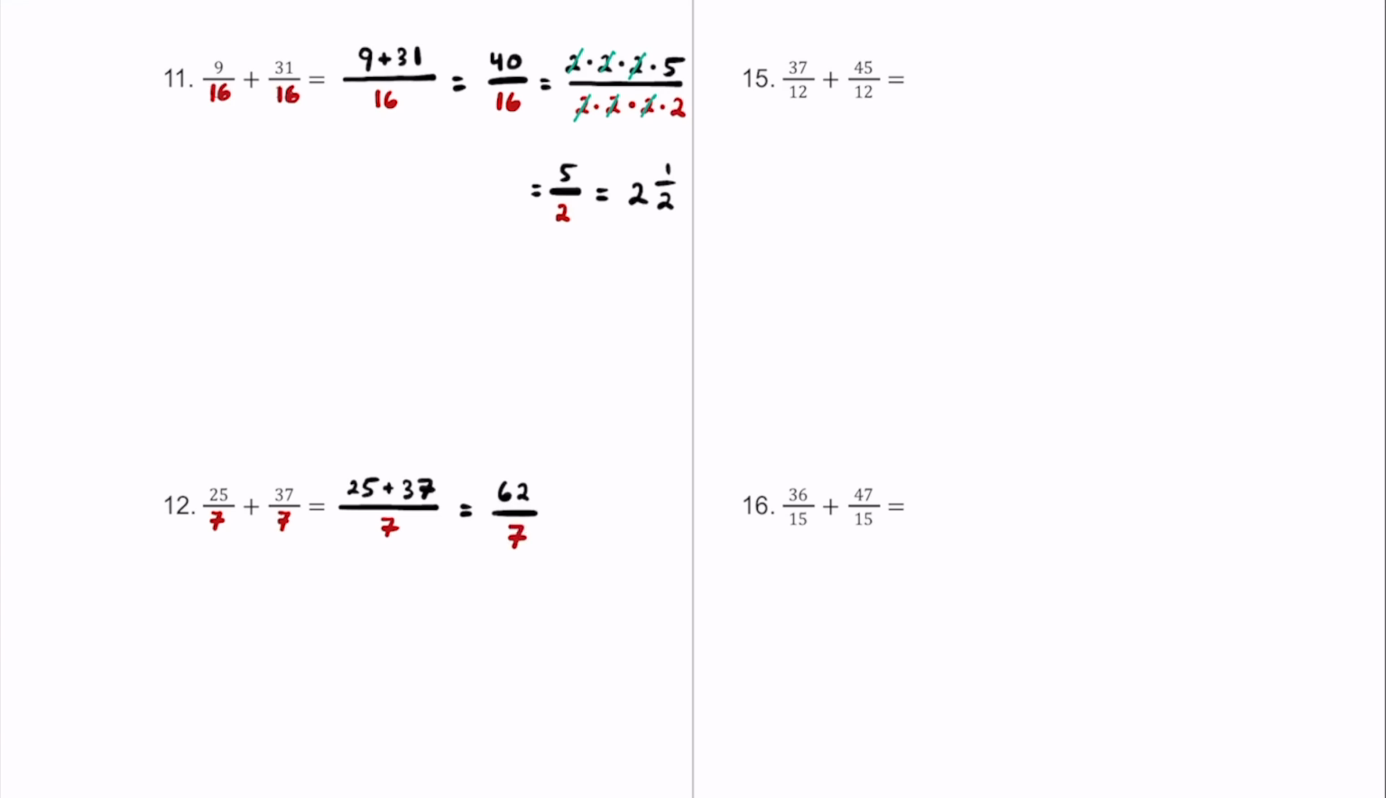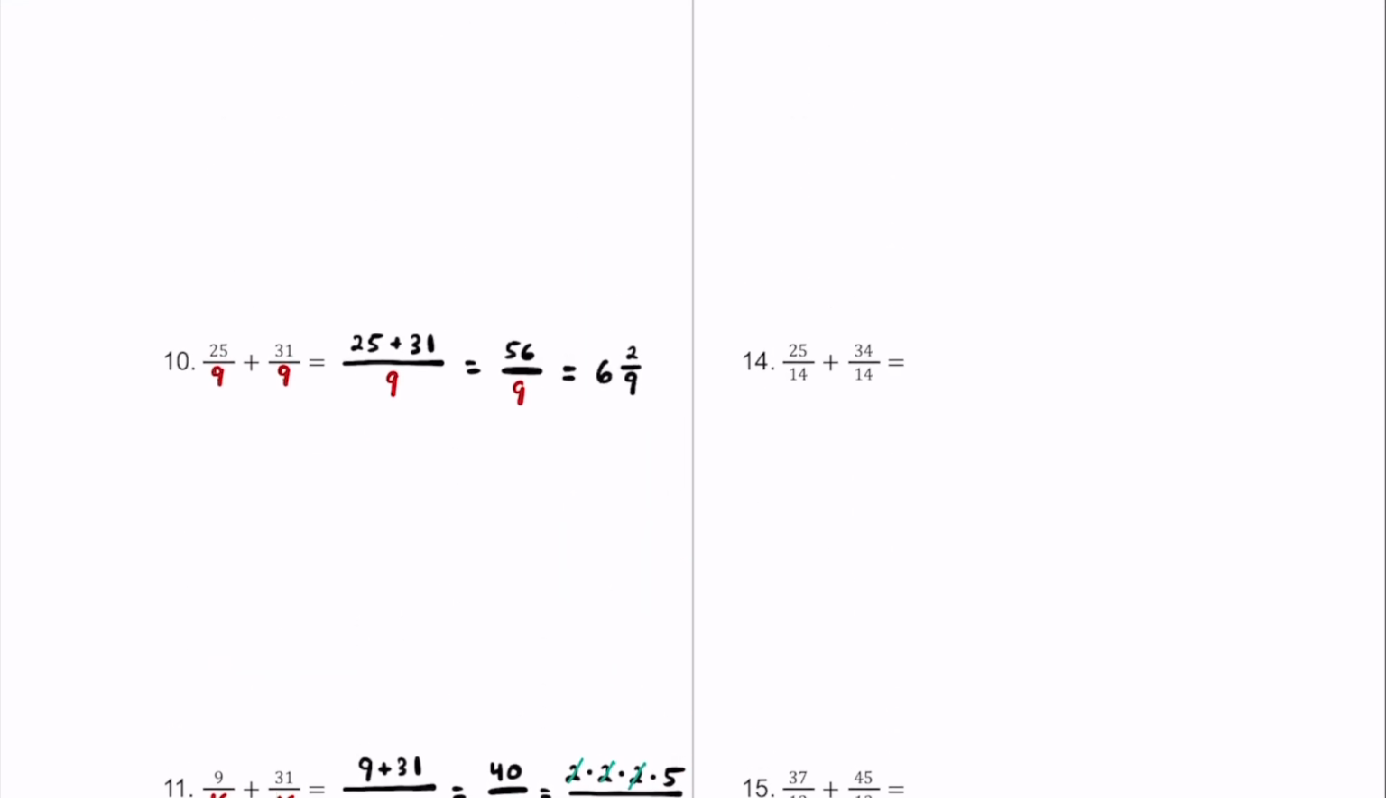Okay, and I think they are relatively prime, where they have no common factors, just because 7's prime and doesn't go into 62. So I think this is our final answer, but as a mixed number, 7 times 8, that's going to be 56. 56 is going to be, I think, 6 away from 62. So our remainder is 6, and then we have over 7. So I believe 8 and 6/7 is another way we could write our sum here.